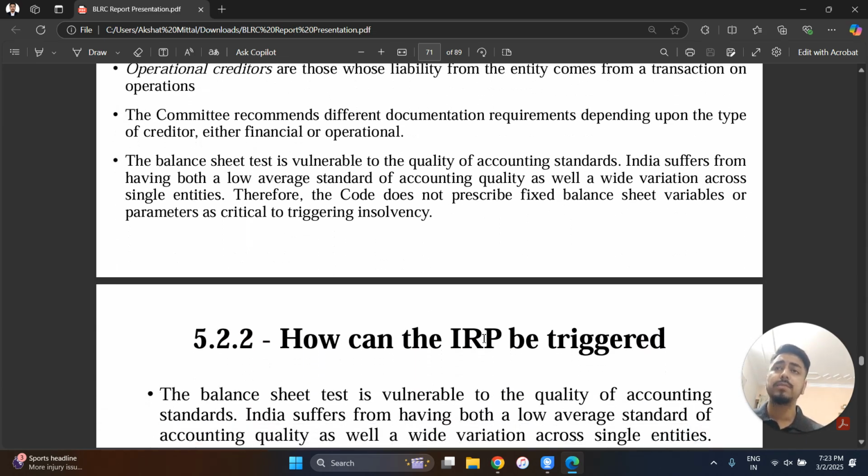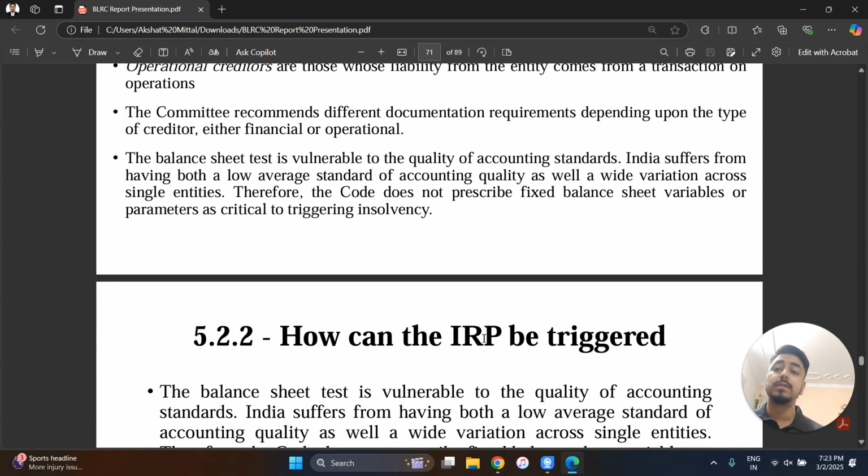Now, when it comes to the triggering of the insolvency resolution process, there is a concept known as the balance sheet test. This balance sheet test is basically the evaluation of a balance sheet. When you're comparing the balance sheet, you're comparing the assets and liabilities of a company. So you can easily forecast whether this business is running smoothly, because we can easily assess the profit and loss of a business, and you can also predict in advance whether this business is going to survive or it is going to become insolvent.